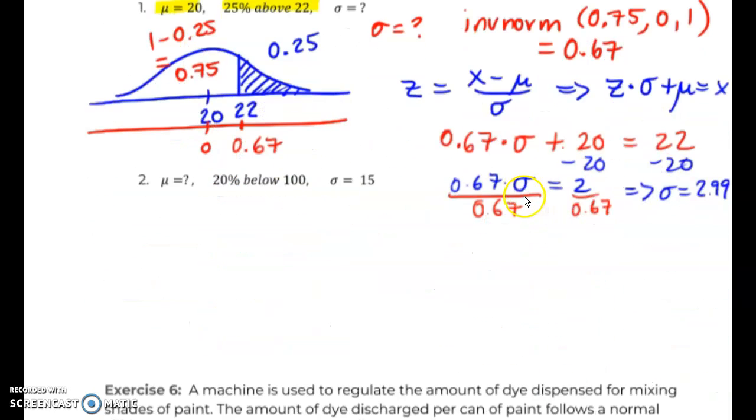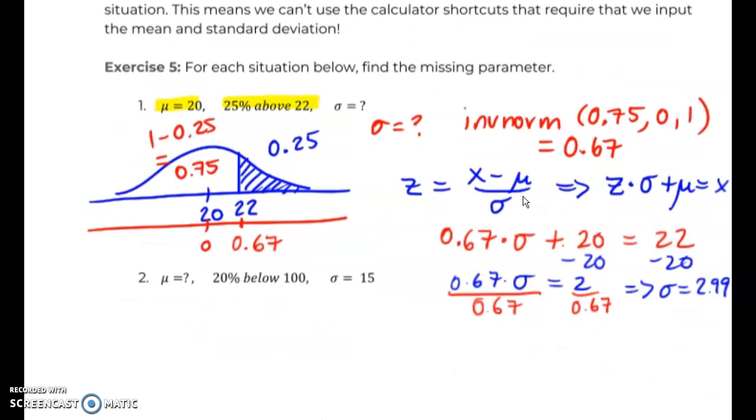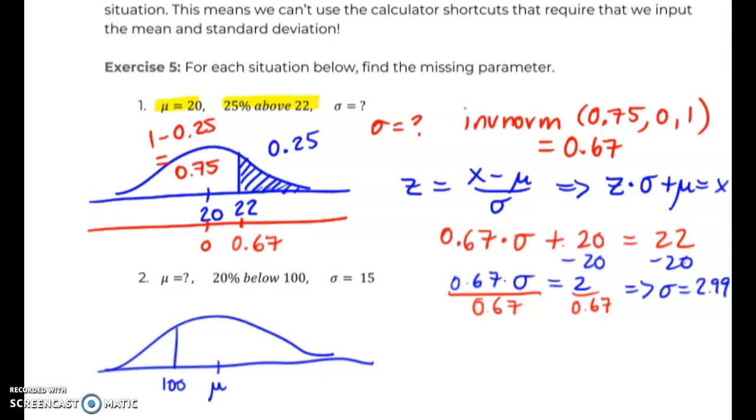All right, our second question is going to be very similar. However, this time we are not given our mean. So again, we're going to draw our picture. We don't know what the mean is, so we're just going to put mu there. We know that 20% is below 100, so the bottom 20% corresponds to 100. And we know our standard deviation is 15.